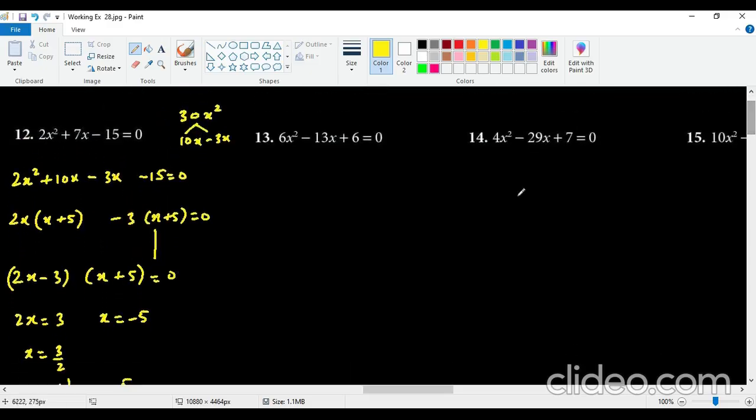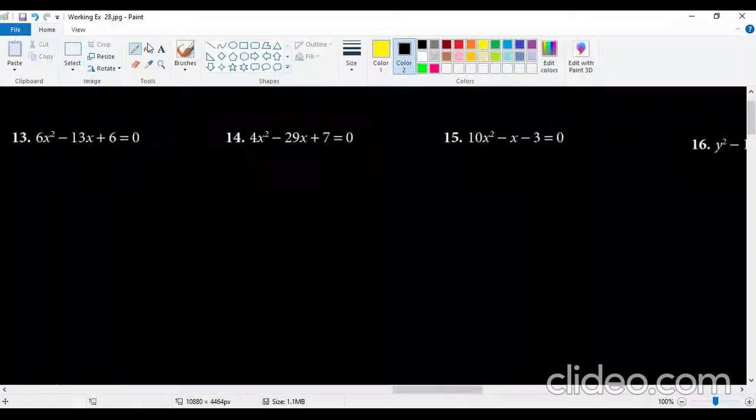Moving on to question number 13. In question number 13, we know that 6 times 6 is 36. We find the factors of 36 in such a way as to give you 13. So what we'll do is we break 13 into 9 plus 4. 9 times 4 is 36, and minus 9 and minus 4 is going to give us negative 13. So I will write 6x squared and plus 6 as it is, no change, and minus 9x and minus 4x is going to give us negative 13.